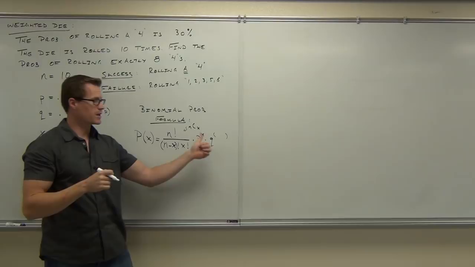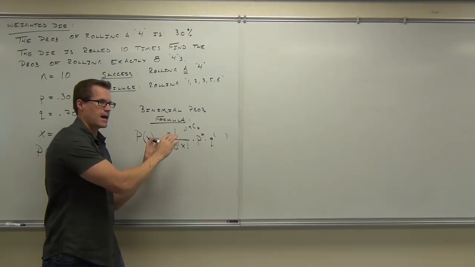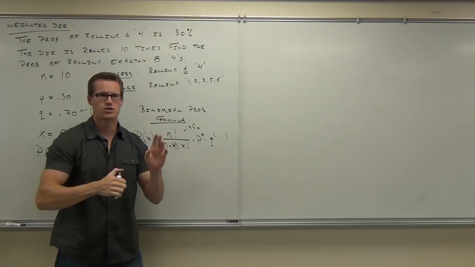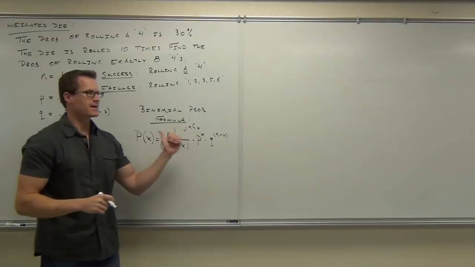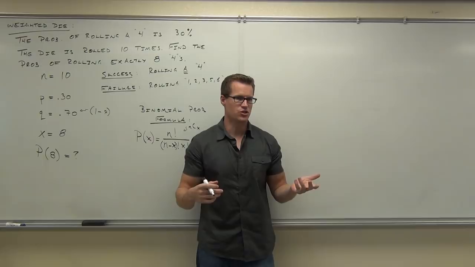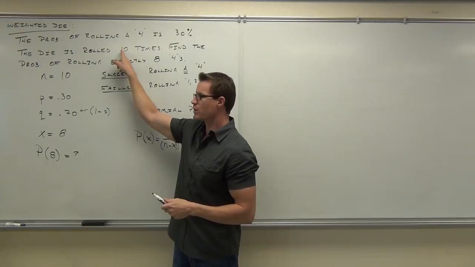N minus 2. Say that again? N minus 2 for this situation, sure. That would be 10 minus 2. I don't have a 2 here. I'm sorry, not N minus 2. We have N minus 8, actually. That would give you the number of failures. Yeah, N minus 8. N minus what? X. X, that's right. If you have X successes and you have N total trials, how many failures do you have? Well, you have the total number of trials minus the number of successes. That gives you your failures. If you have 8 successes out of 10 trials, we want 2, or 10 minus 8, failures. You with me on this, folks?